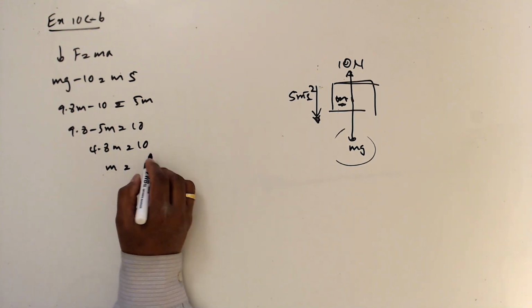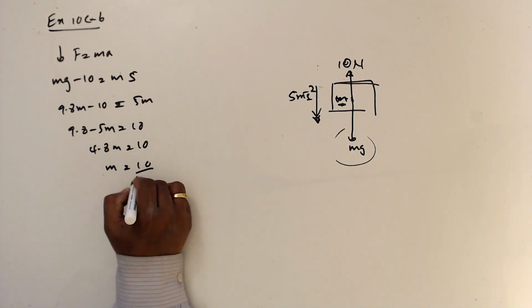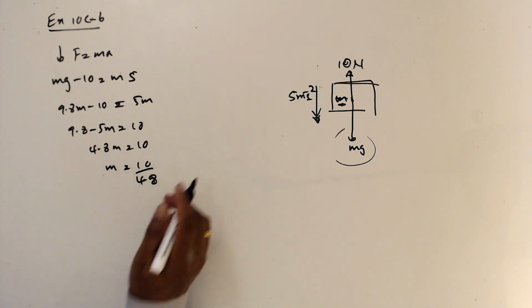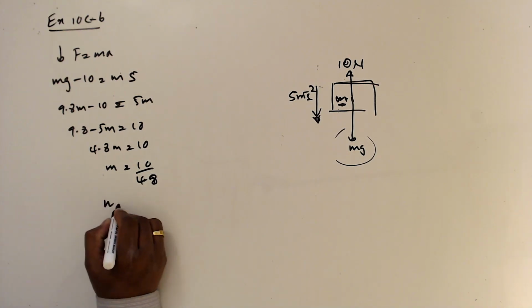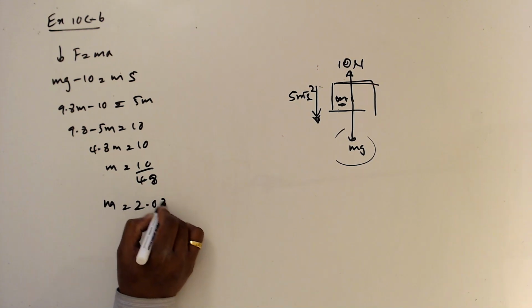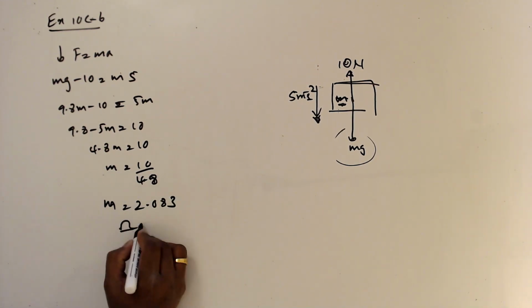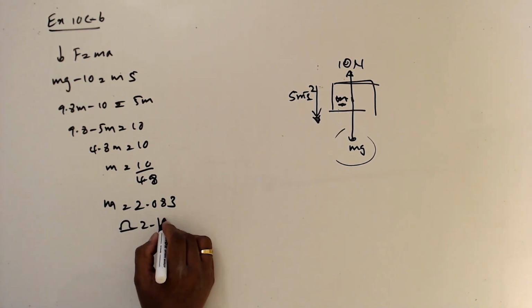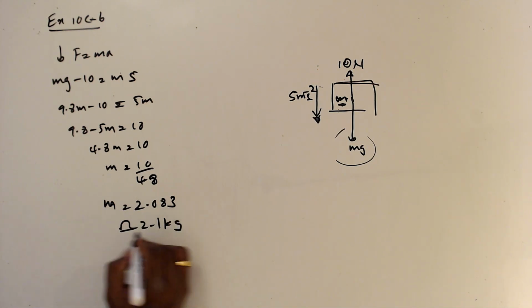m equals 10 divided by 4.8. So m equals 2.083, so approximately 2.1 kg.